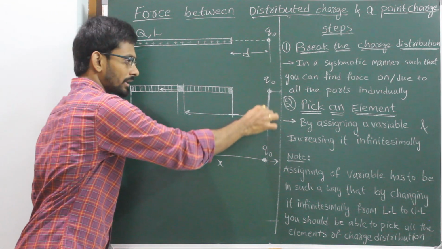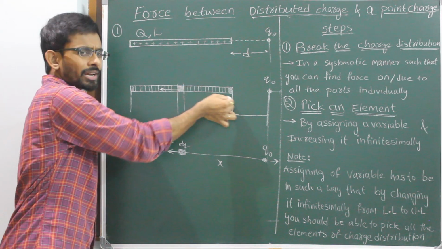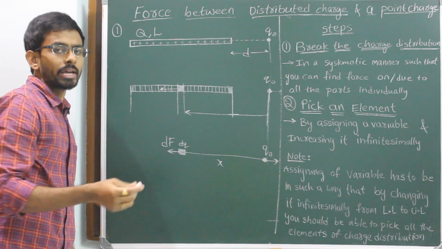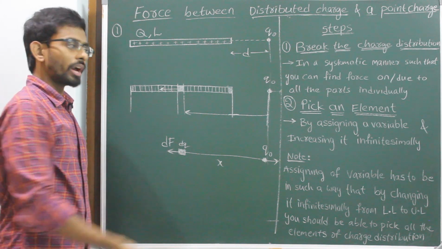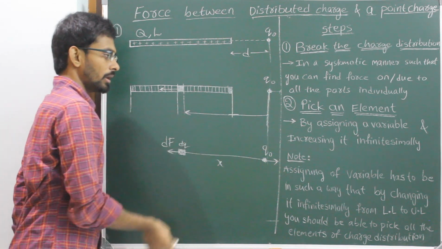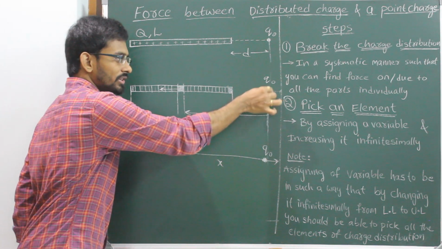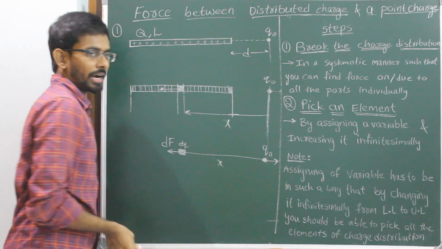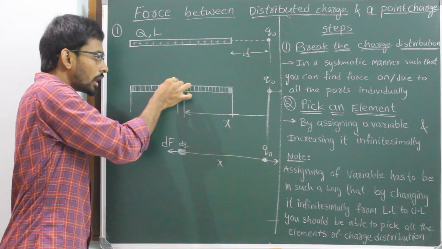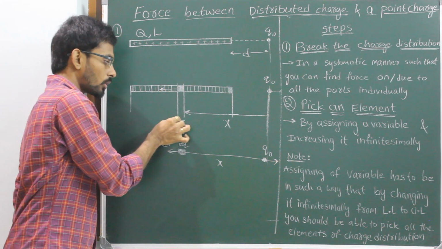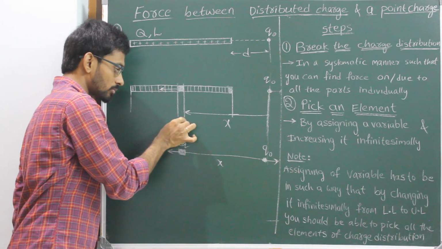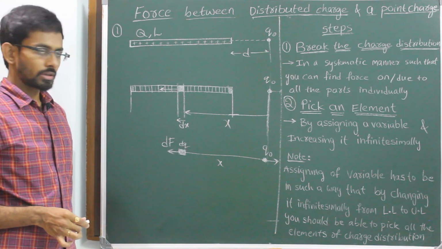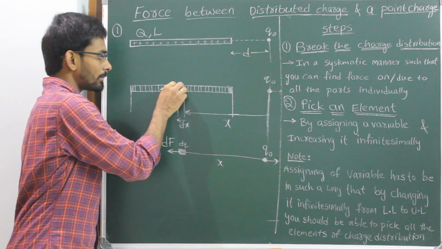Now I'll pick one element. You should not pick manually, because if you pick manually, you cannot use calculus. So we have to pick it by assigning a variable. So let us assign a variable, that is distance from this point charge x, and we are changing it by a very small value, infinitesimally small value called dx. Okay, so we have picked this element.